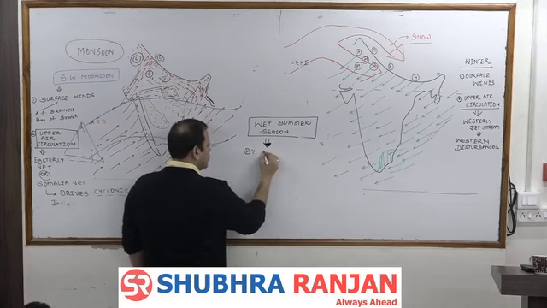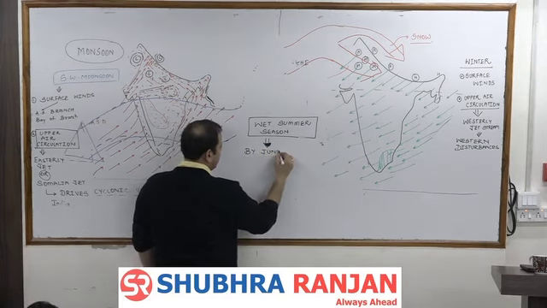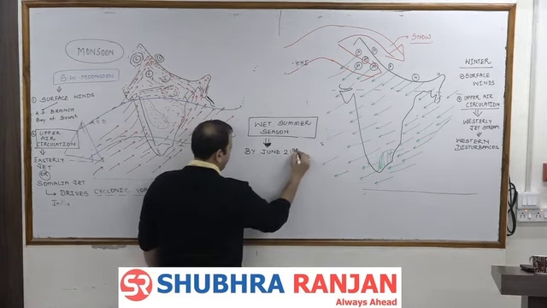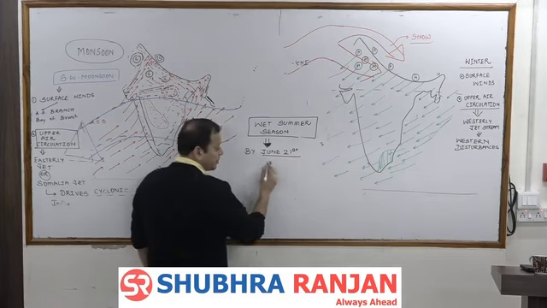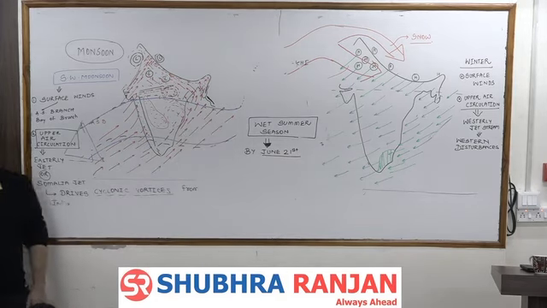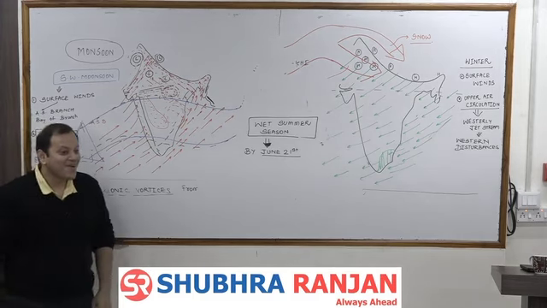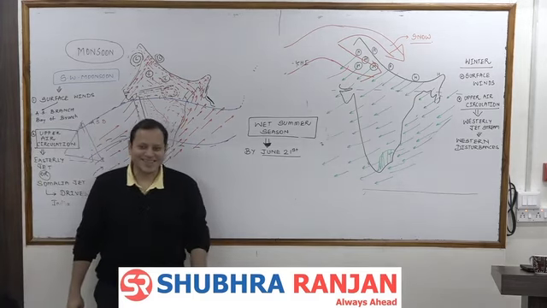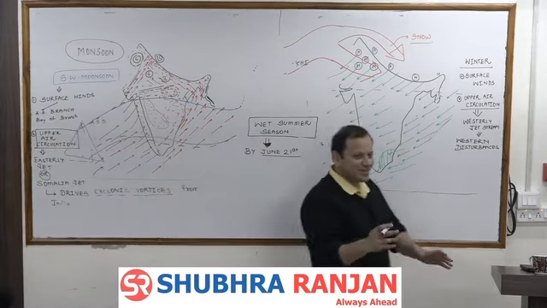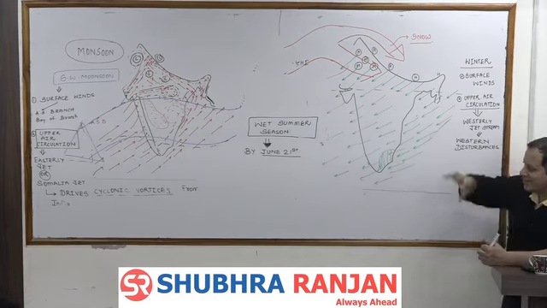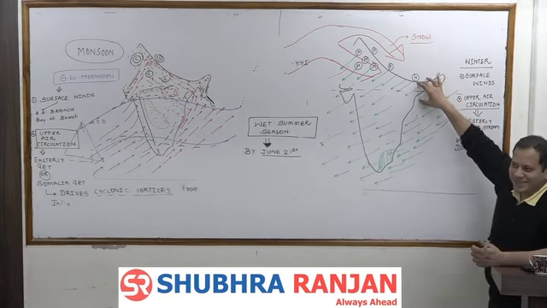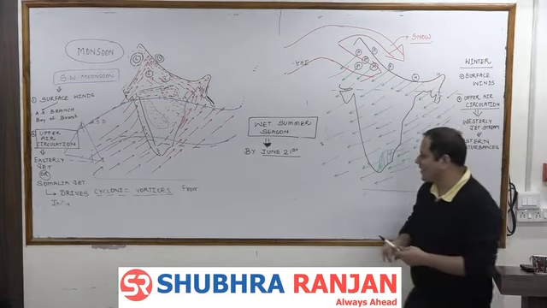By June 21st, what happens on June 21st? International Yoga Day. Summer solstice. That is, where does the sun come? The sun comes here on the Tropic of Cancer.